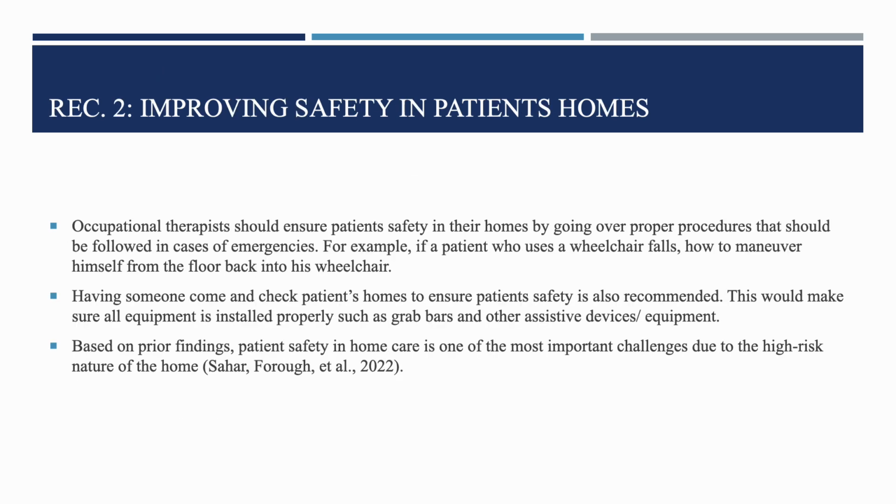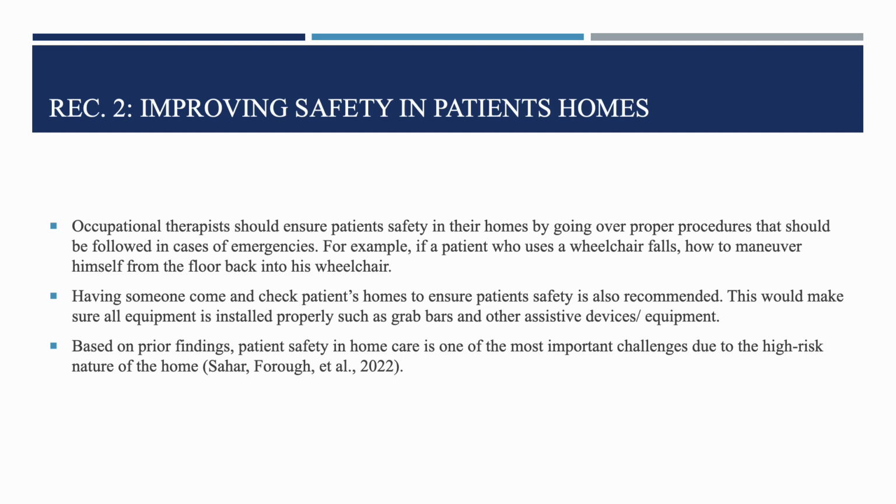The second recommendation would be improving safety in patients' homes. Occupational therapists should ensure the patient's safety in their homes by going over proper procedures that should be followed in cases of emergencies. For example, if a patient who uses a wheelchair falls, how to maneuver himself from the floor back into his wheelchair. Having someone come and check the patient's home to ensure patient safety is also recommended. This would make sure all equipment is installed properly, such as grab bars and other assistive devices and equipment.